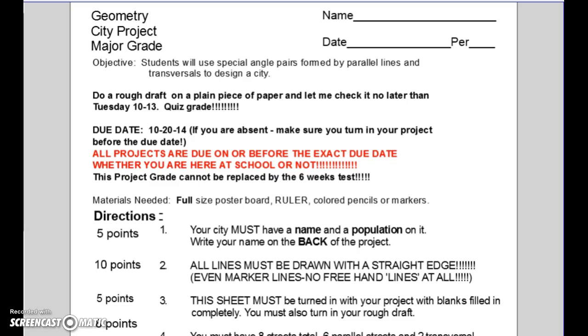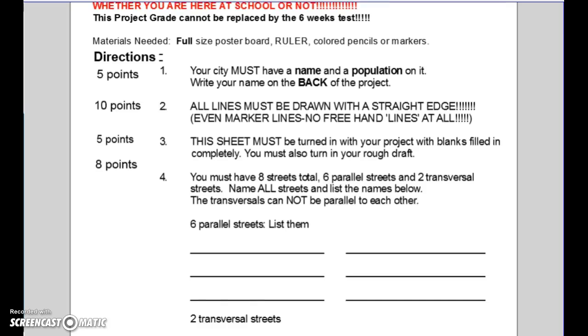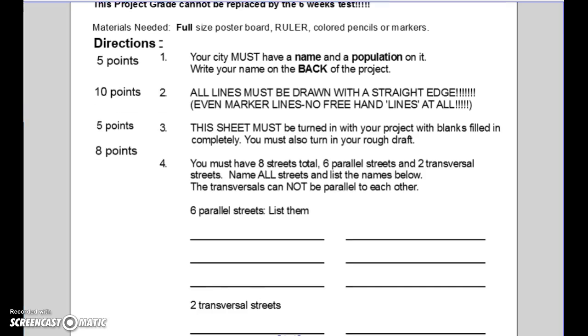On this pink paper, you're going to have to fill in all of these lines. These are the street names. What are the street names of your 6 parallel lines? Whatever makes you happy. What are the 2 names of your transversals? You're making those up, but you're putting those on here so I know I can go look for those streets to know which ones you think are parallel or not.